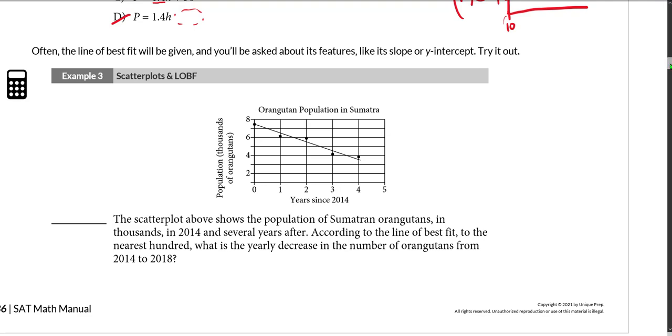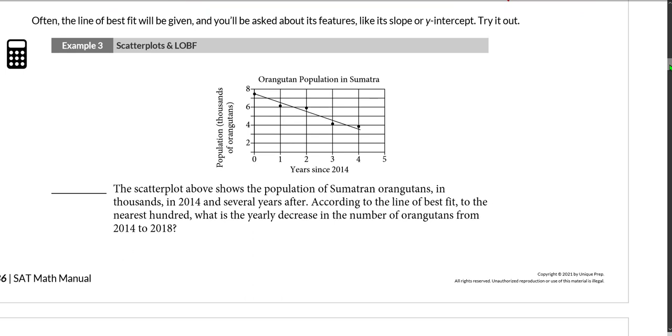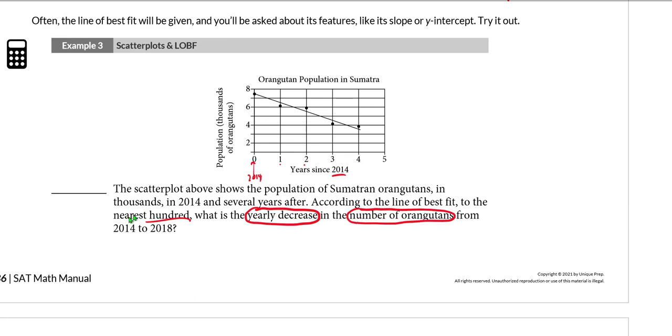In this case, what we are being asked to do is, well, let's read it and find out. In example 3, the scatterplot above shows the population of Sumatran orangutans in thousands in 2014 and several years after. So this is 0 years after. Remember, not that it really matters here, that would be 2014, this would be 2015, 16, and so on and so forth. And several years after, according to the line of best fit, to the nearest 100, what is the yearly decrease in number of orangutans from 2014 to 2018?